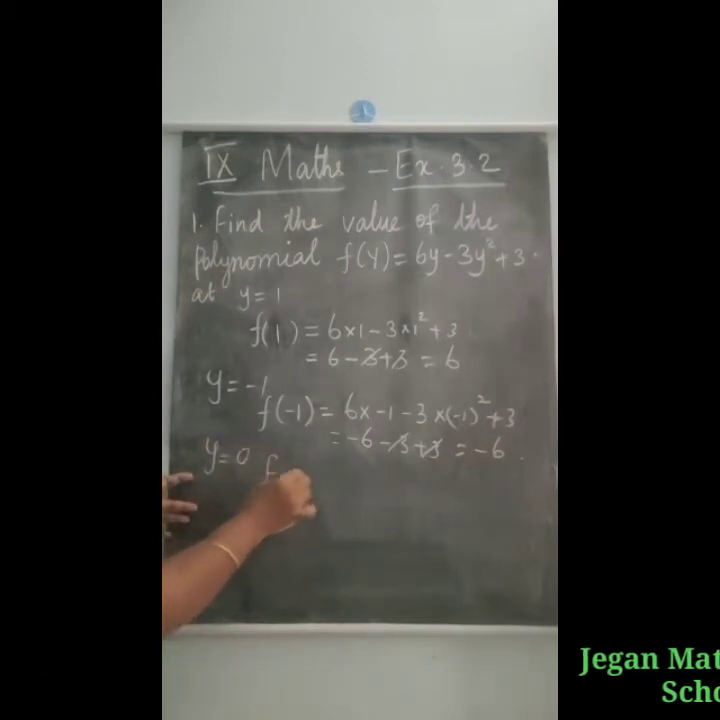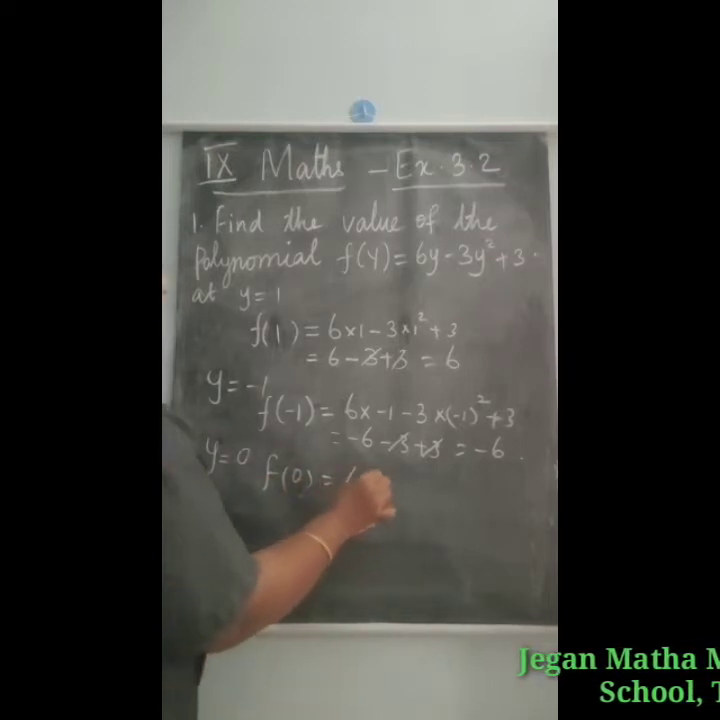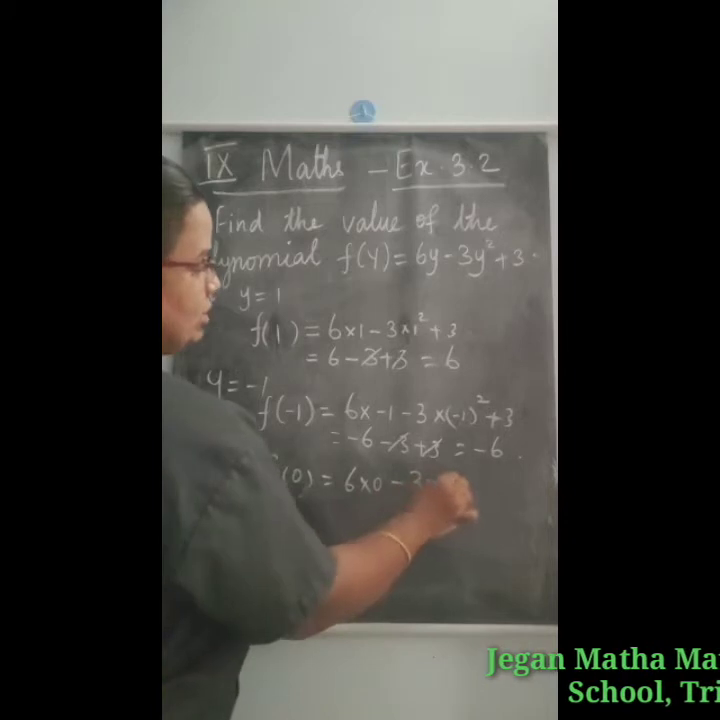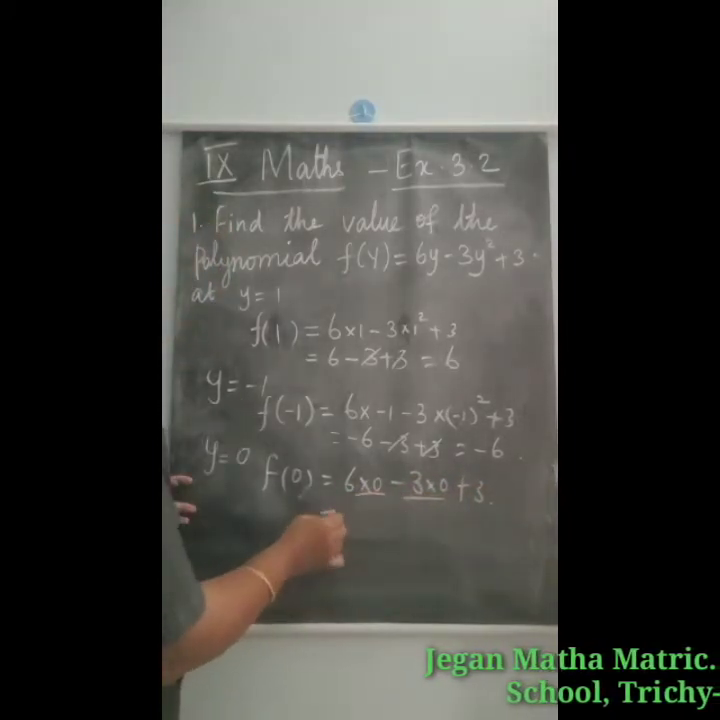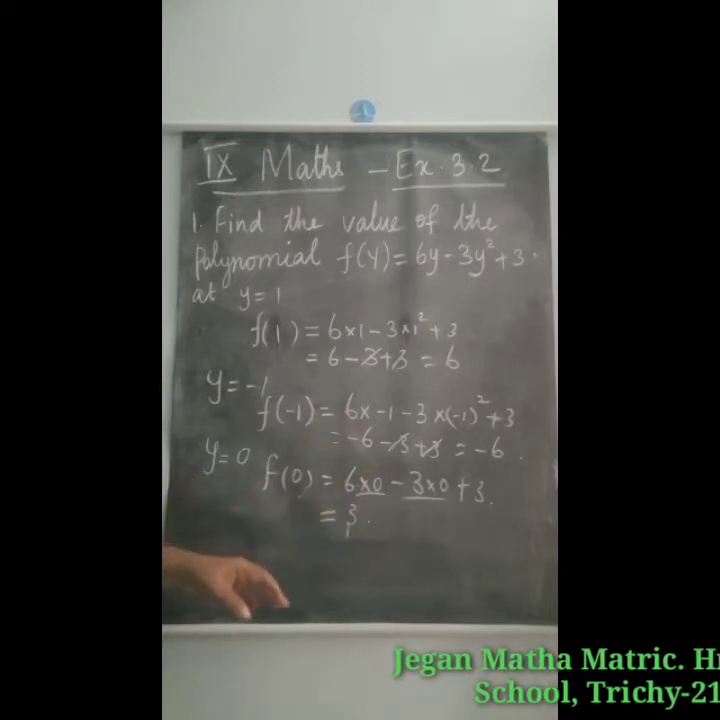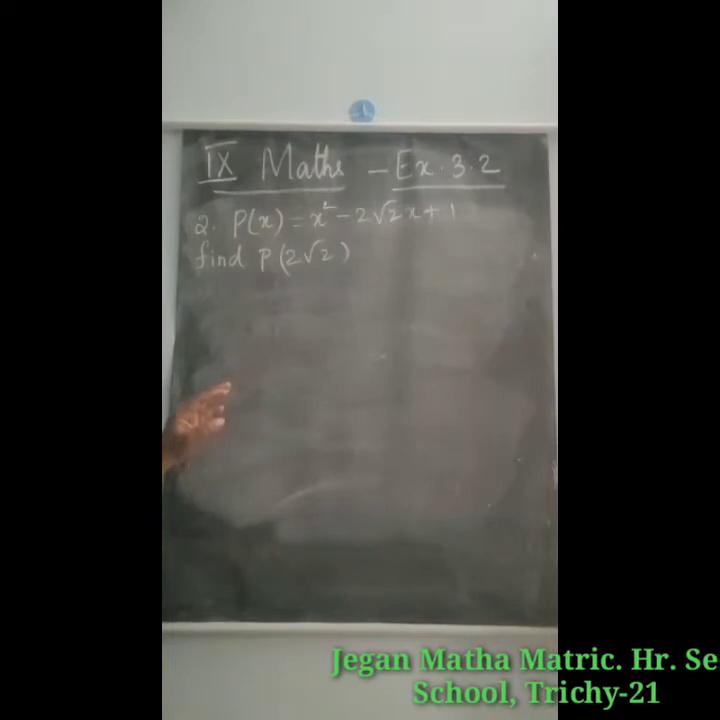And at y is equal to 0. So f of 0 is equal to 6 into 0 minus 3 into 0 plus 3. So these two terms are zeros. So that is equal to 3. So f of 0 is equal to 3. Can you understand students? The next question.